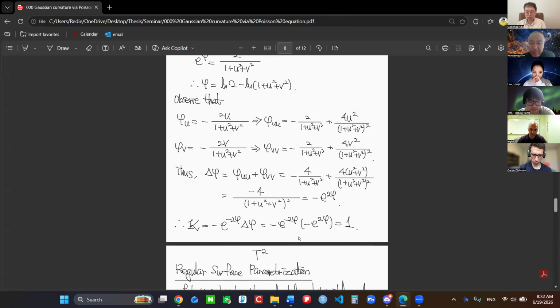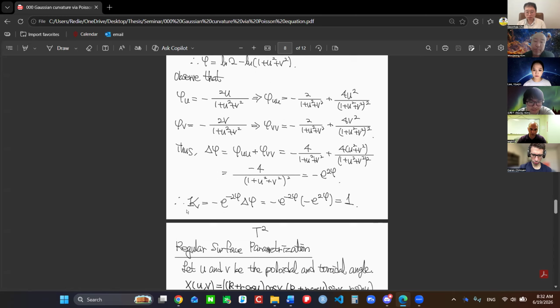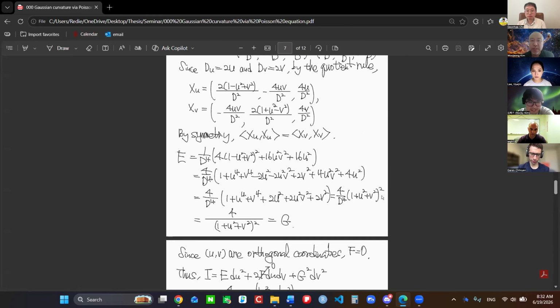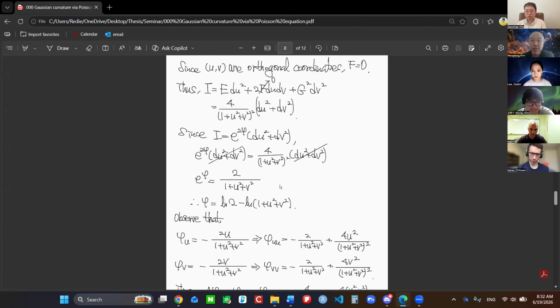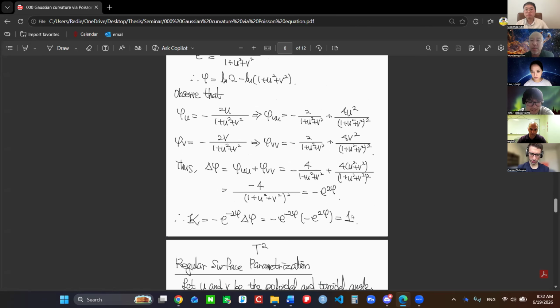So anyway, the Gaussian curvature via the Poisson equation. The Laplacian of phi was negative e to the 2 phi. So these are going to cancel each other. So the Gaussian curvature of the unit sphere S2, we obtained 1.